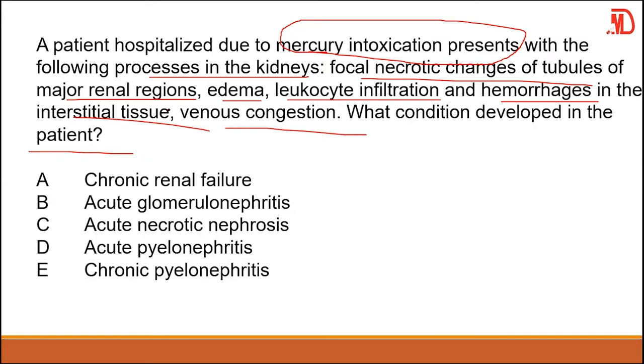And over here we are looking at focal necrotic changes in the tubules of the major renal region. So your diagnosis will be acute tubular necrosis, because the tubules are undergoing necrosis. This is an acute condition, and hence acute tubular necrosis. Another term for acute tubular necrosis is necronephrosis, or acute necrotic nephrosis.